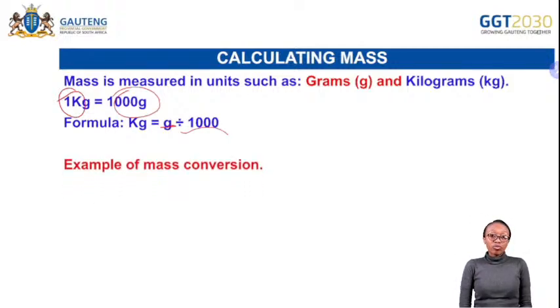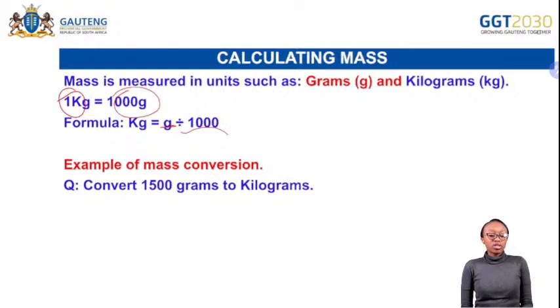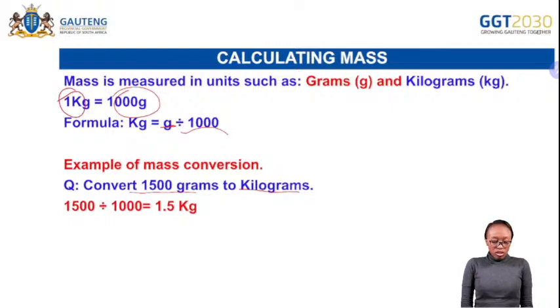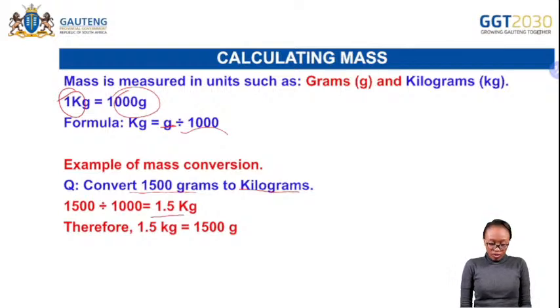Here is an example of a mass conversion. The question reads, convert 1,500 grams to kilograms. So we say 1,500 divided by 1,000, and we will get 1.5 kg. That is how we convert. Therefore 1.5 kg is equal to 1,500 grams. Okay, so you can copy down that conversion. I'll give you a minute to copy it down, and then we'll continue with the other units.